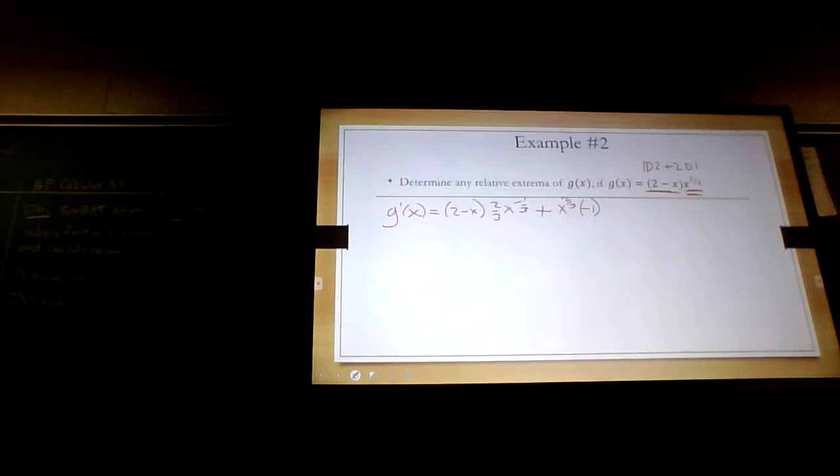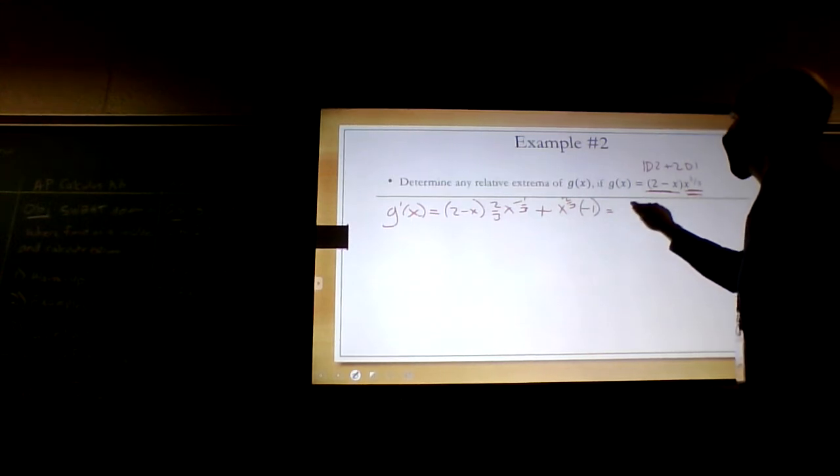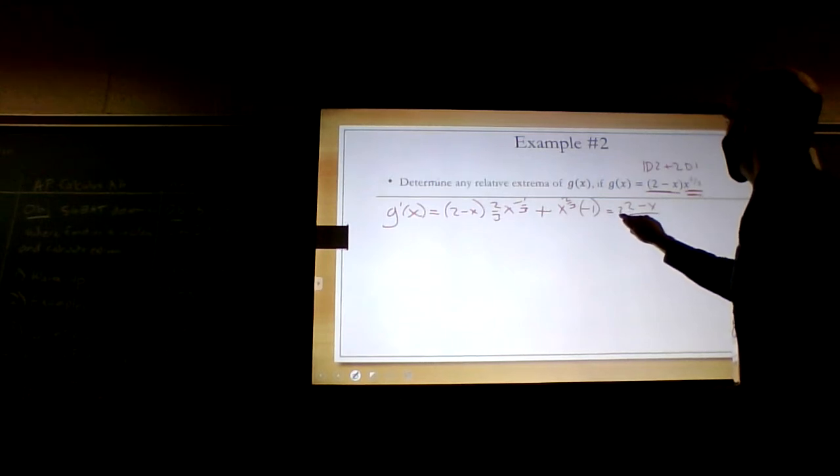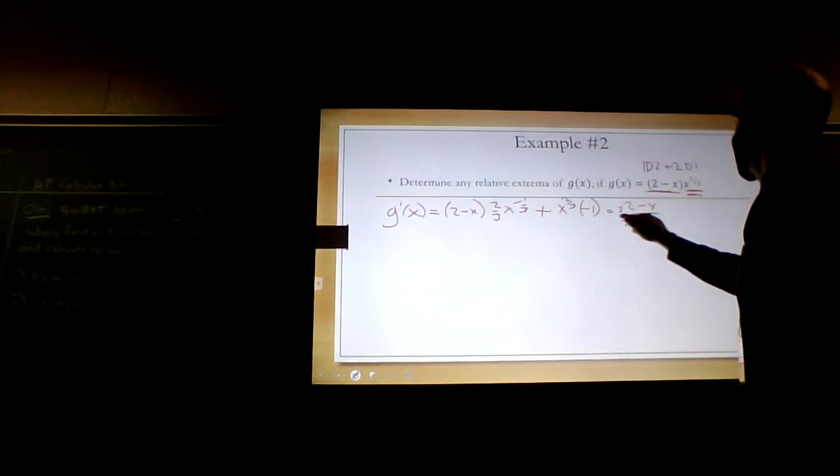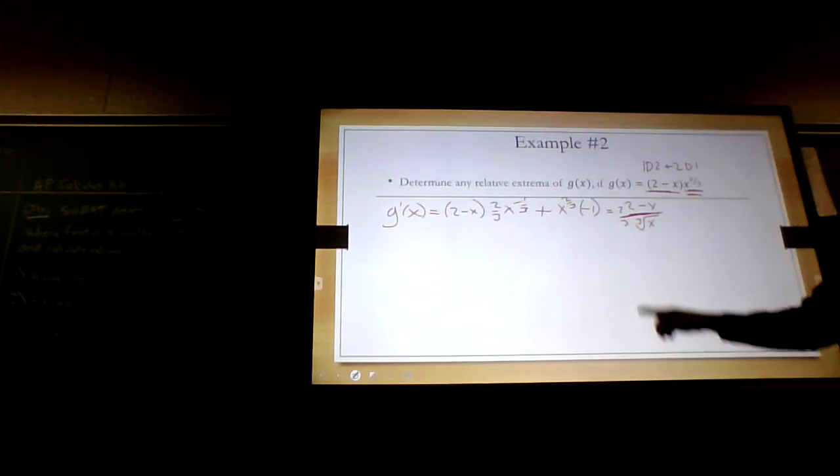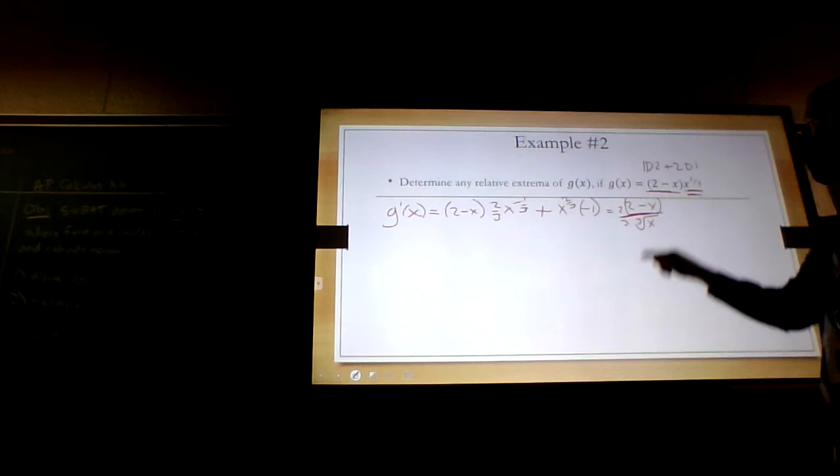But I'm going to clean it up a little bit because I've got to set this thing equal to 0 or DNE. Okay, so this is the same thing as 2 minus x, and then we're going to have a 2/3 here in the front, right? So I'll write it like this. And then this x has to come down to the bottom. So let me explain what I did here. There's a parenthesis here too.